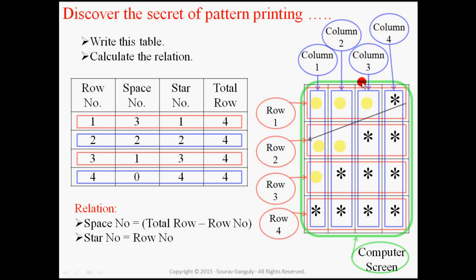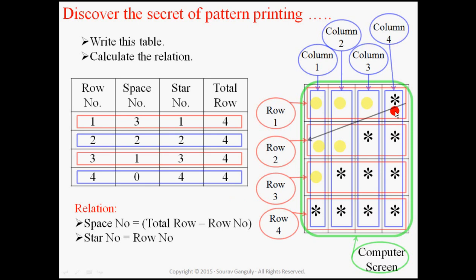This row contains 3 spaces, 1 symbol. This row contains 2 spaces, 2 symbols. This row contains 1 space, 3 symbols, and this row contains 0 spaces, 4 symbols.